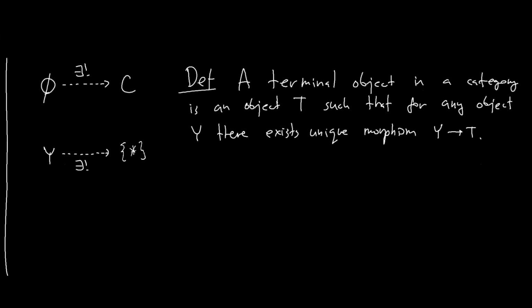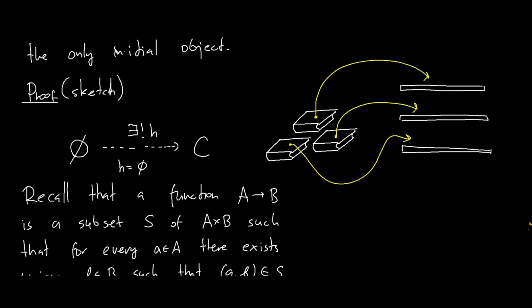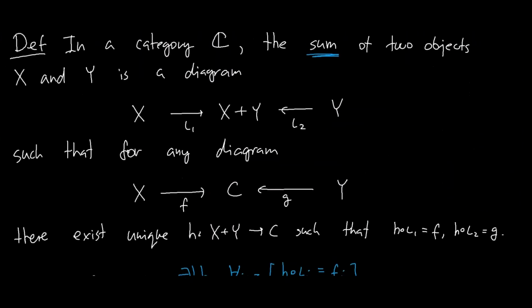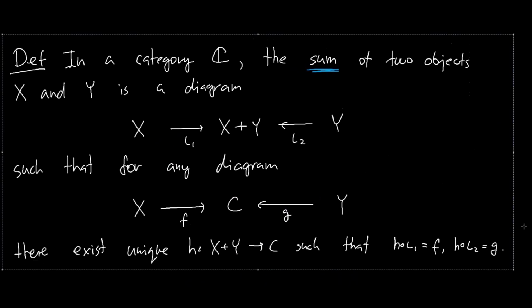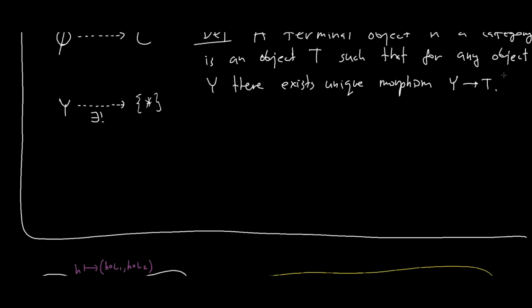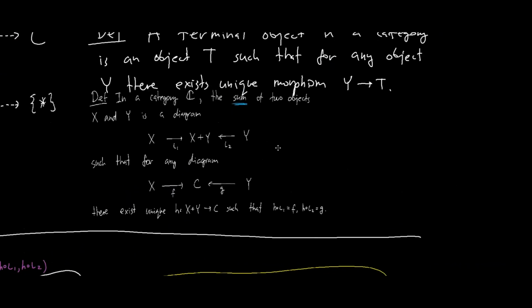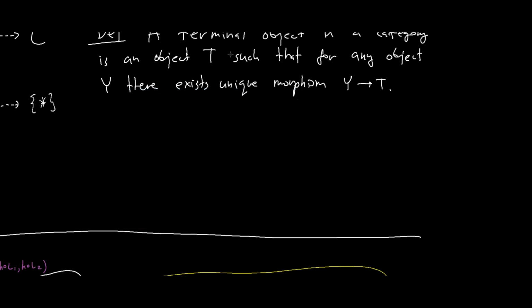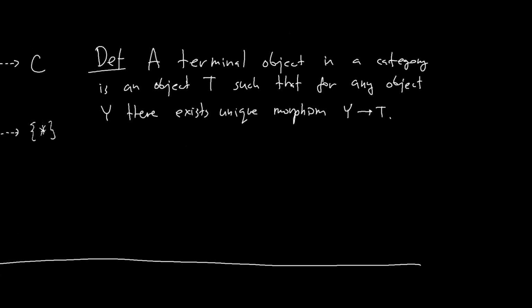So let's see what happens if we do that. Let me copy the definition of a sum, and then we're going to reverse all the arrows and see what we get. I'll just work in the case of 2 objects for now. Okay, maybe this is too small. Let me redraw it.